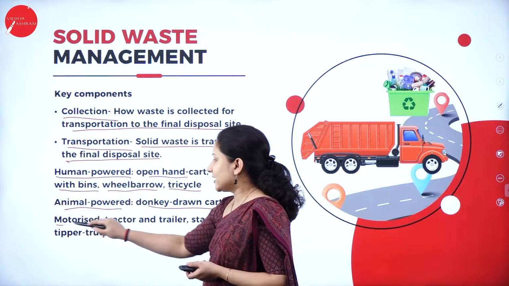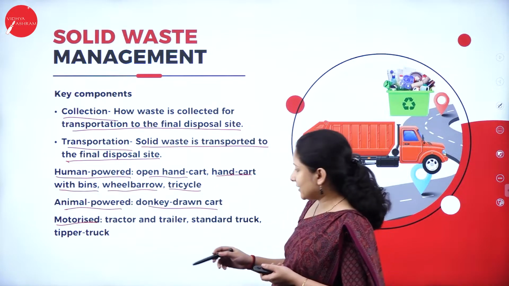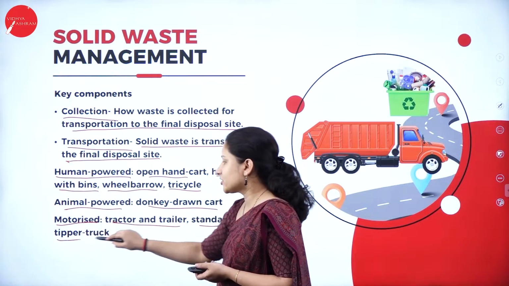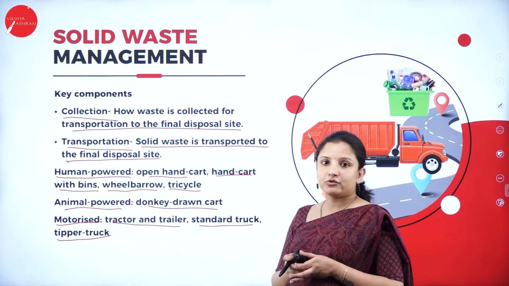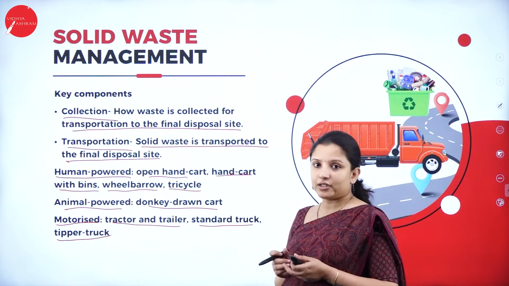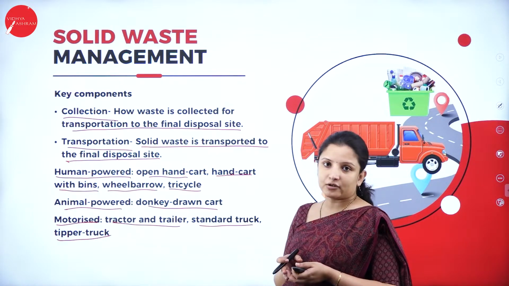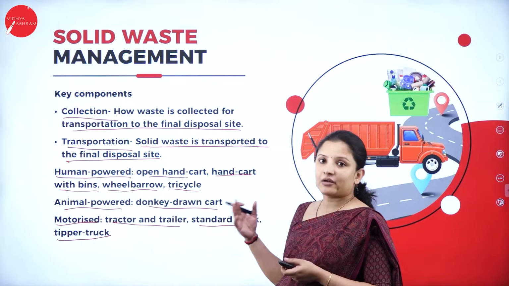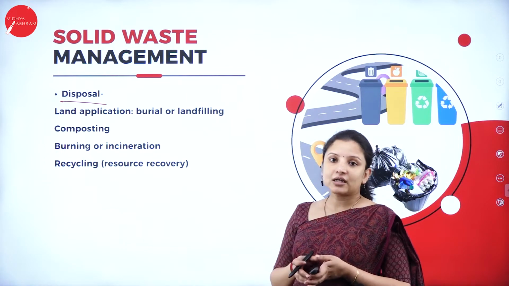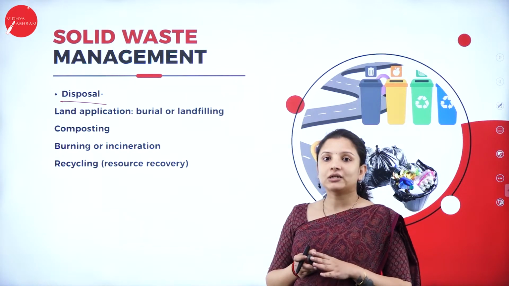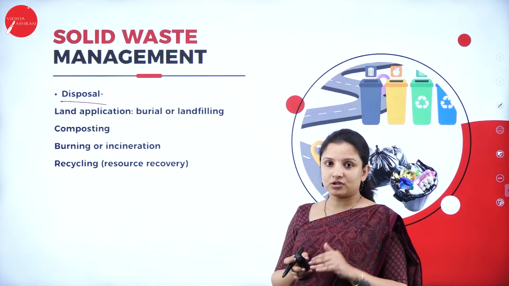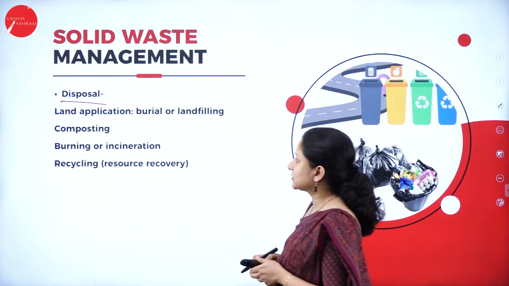Next is motorized. That is tractors and trailers and standard trucks, tipper trucks. All this also can be used for collection of the solid waste or transportation of the solid waste. So all these are very familiar to us because we have seen them every morning. We just see these things, right? Next is after collection, transporting it to the disposal site. Now in the disposal site, how do they dispose it? How do they get rid of the waste?